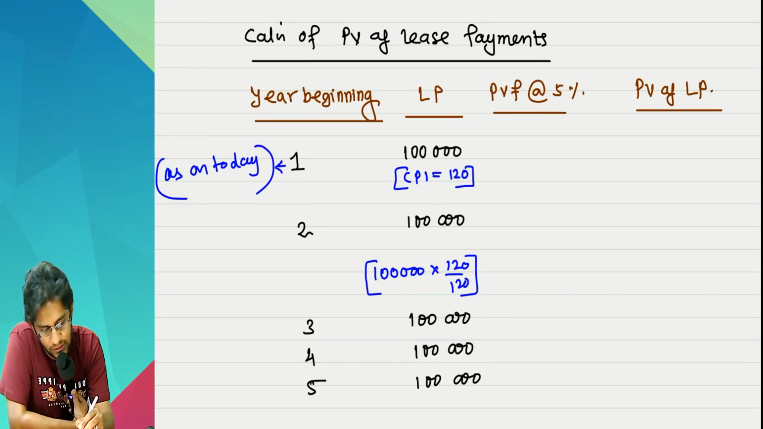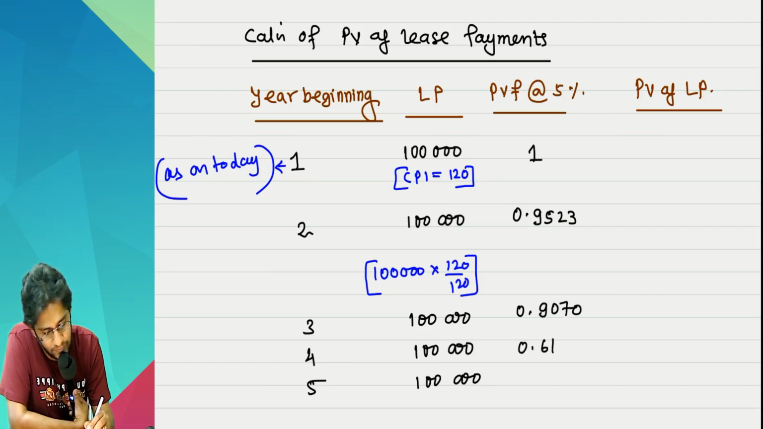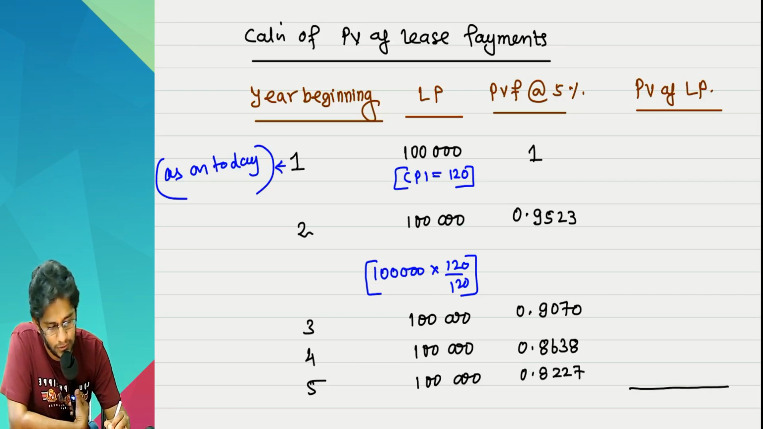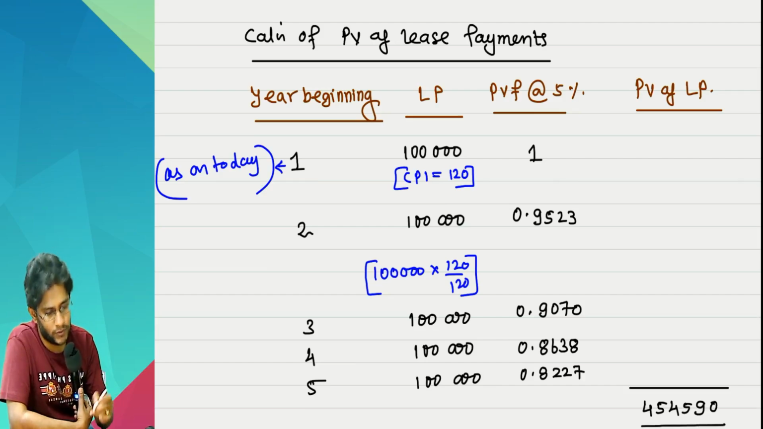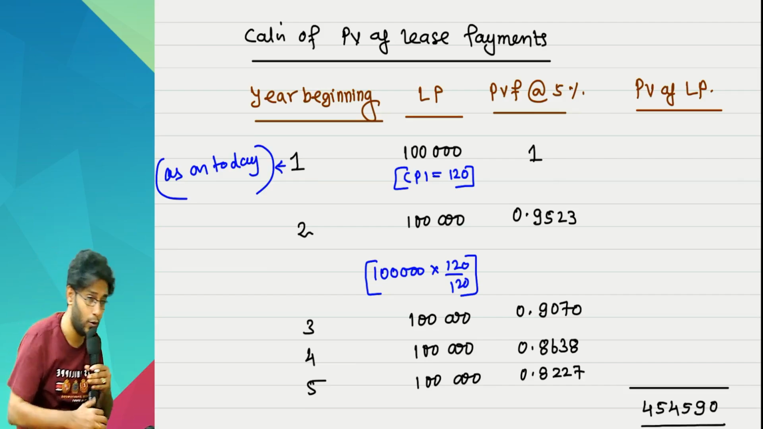PV factors. 1 now? Okay, 1. Then after, tell me. 2. Okay, fine. 0.70. Next one, 3. 0.868, I'm sorry. Then do all this and get me the total, please. 4,54,590. So guys, this is your total of the present value of lease payments.